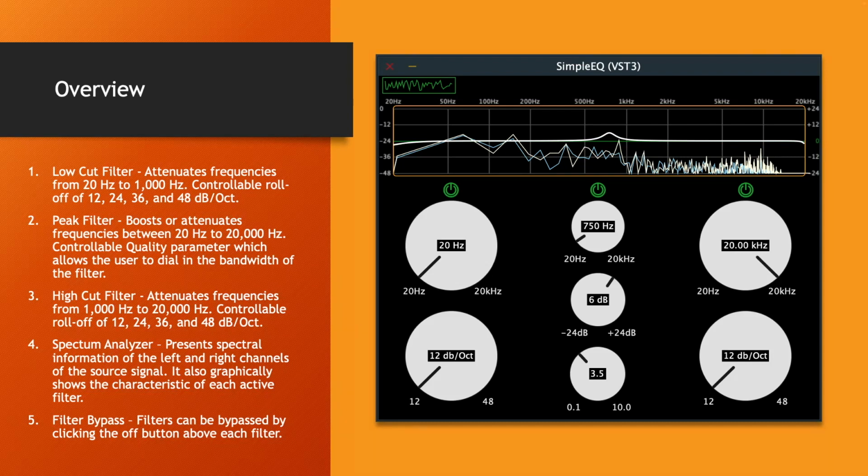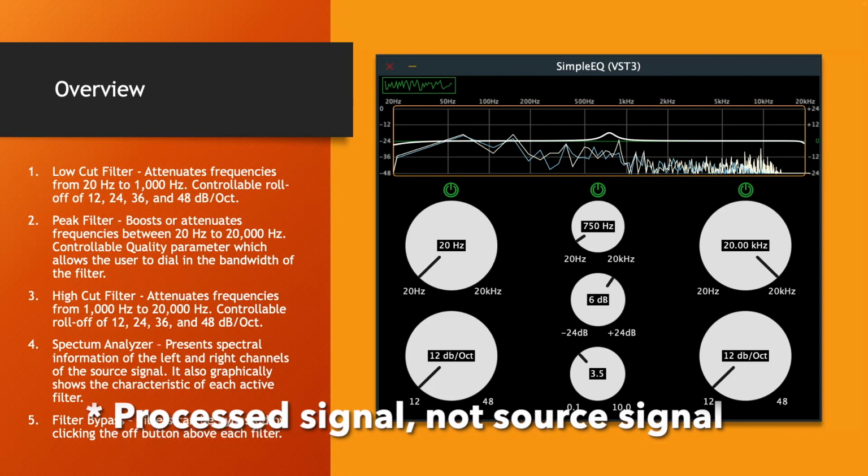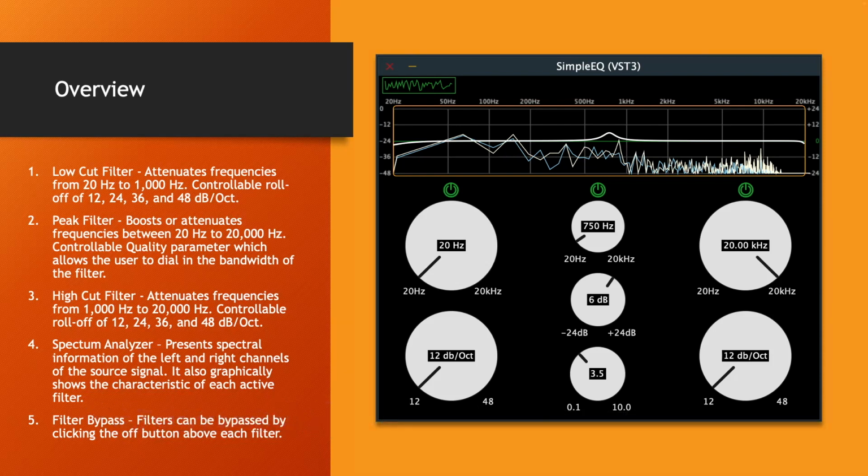One other big section to note is the spectrum analyzer portion of the GUI. The spectrum analyzer presents spectral information of the left and right channels of the source signal. It also graphically shows the characteristic of each active filter. In this presentation, we'll focus on the audio processor part of the plugin, but there was quite a lot of work done to the GUI as well. The spectrum analyzer utilized an FFT algorithm to produce the FFT path. We won't get into it here for time's sake, but if you're interested in how we implemented this, you can check out the YouTube video linked at the end or explore the source code on GitHub.